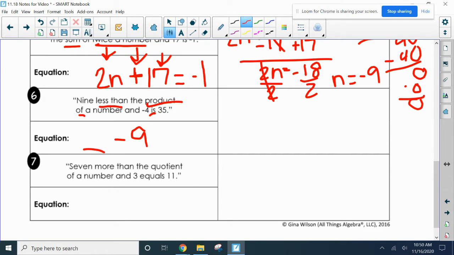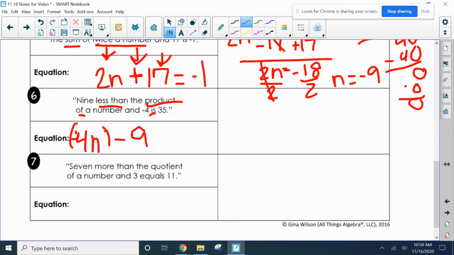So 9 less than tells me I'm taking 9 from something. I don't know what until I keep reading, but it's 9 from that. So then 9 less than the product of a number and -4. We know the product is the answer in multiplication. So a number and -4. So number times -4. So you could say -4n, n times -4. Either way, I'm going to put -4n.